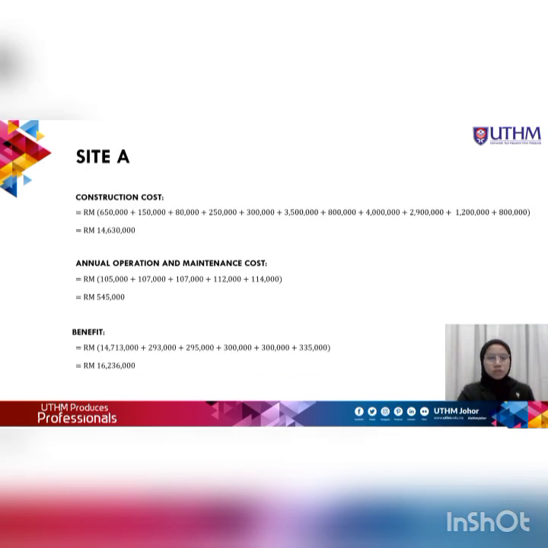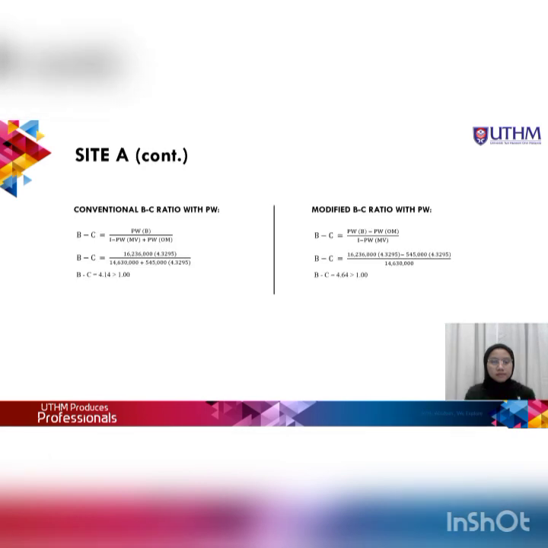So the construction cost is 14,630,000. The annual operation and maintenance cost is 545,000 and the benefit is 16,236,000. So from the previous cost and benefit, we can calculate the BC ratio.